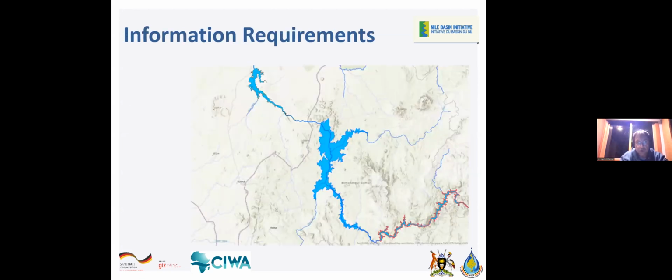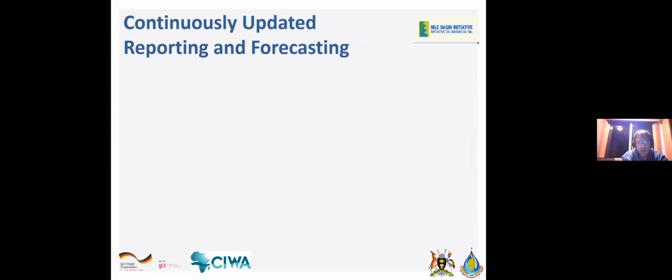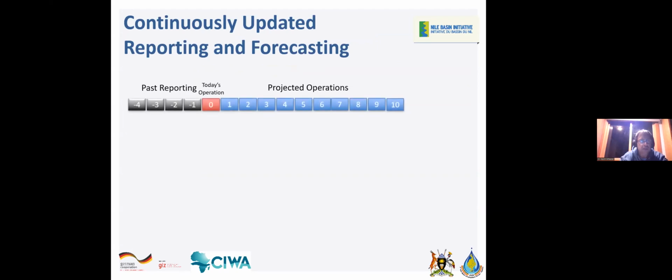So there's major information requirements. Each reservoir operator must know how much water to expect in the coming days. This is critical information just from a technical sense, no matter where you are in the world, to understand how to manage the dams. So continuous reporting and forecasting. It may look like this.